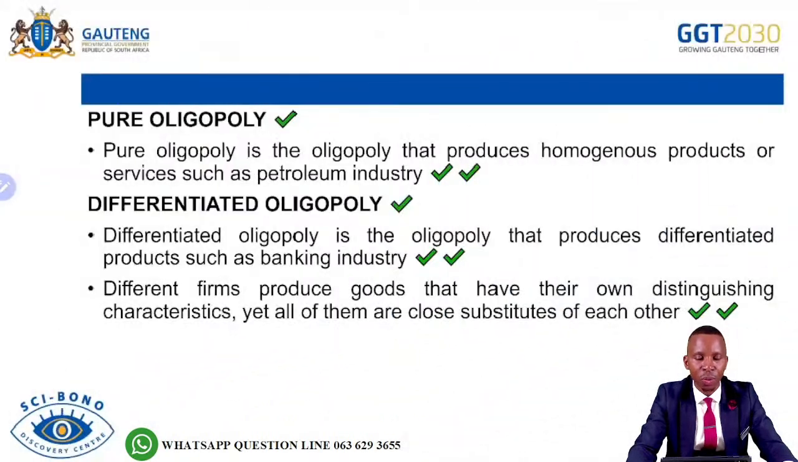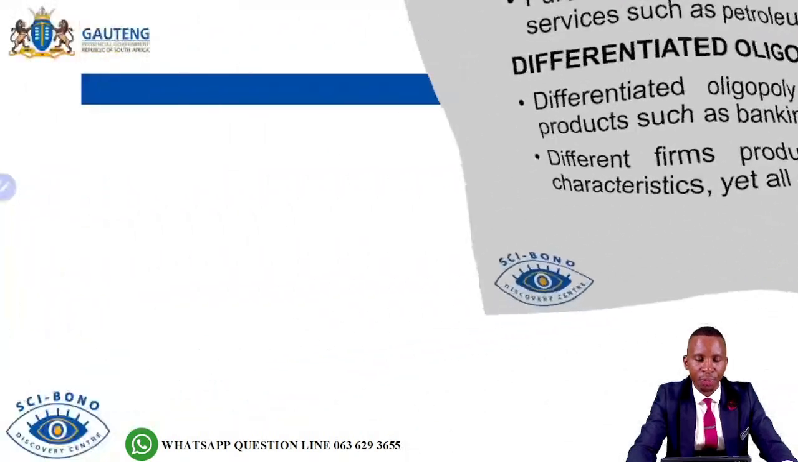And then we continue. We have two types of oligopoly: pure oligopoly, which is oligopoly that produces or supplies homogeneous products. And then we have also differentiated oligopoly, which is all about oligopoly that produces differentiated products. And then we continue.